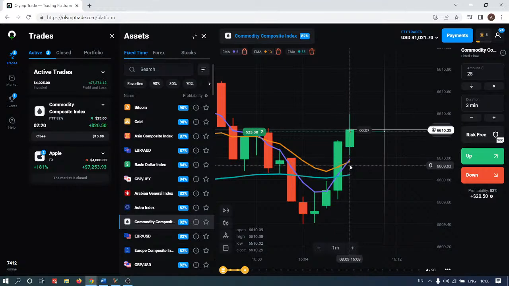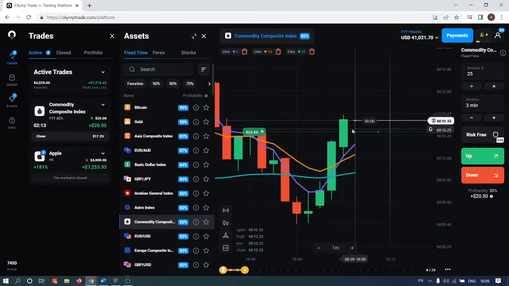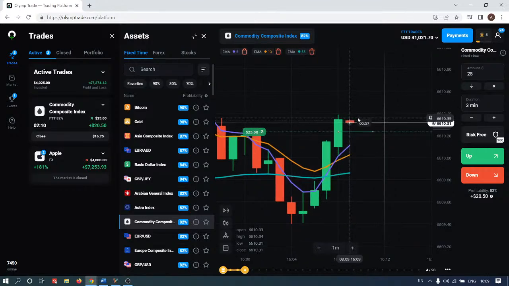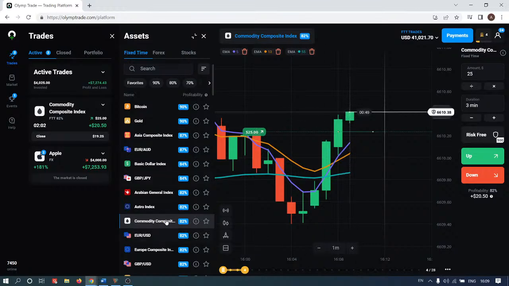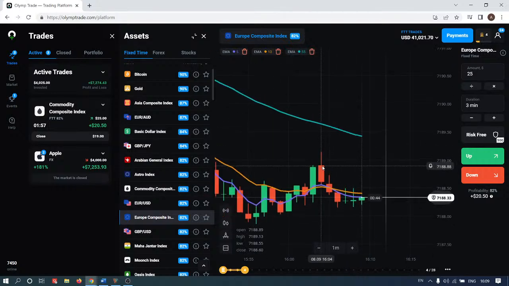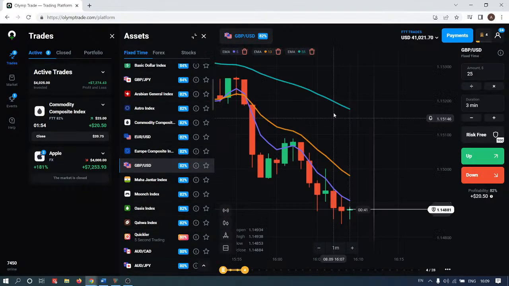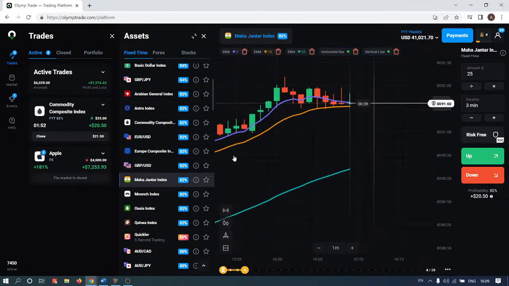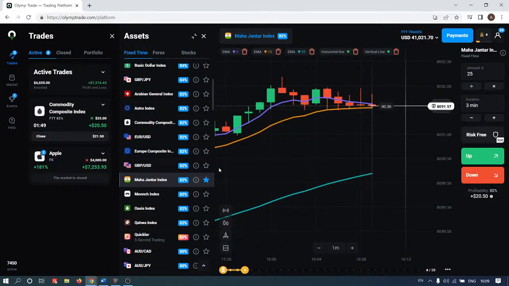So you want to be following the prevailing direction. The bulls are winning right now, so you want to be following this change. All right, let's see what the next trade will be. Probably this might be Mahajuntar index, in case this crossing actually does happen.